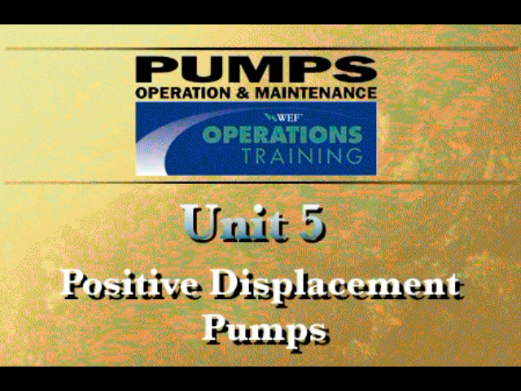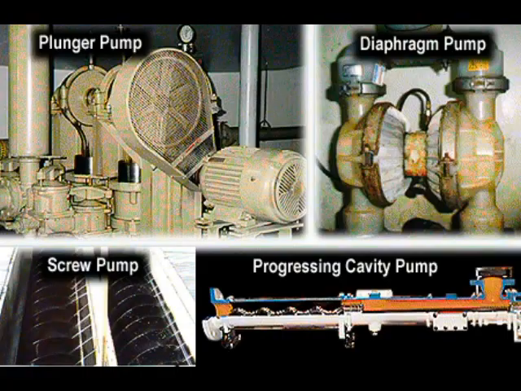Unit 5. Positive Displacement Pumps. There are many types of positive displacement pumps. The ones this course will cover are those most commonly used in wastewater treatment plants. The positive displacement pumps covered in this course are the plunger pump, the diaphragm pump, the progressing cavity pump, the screw pump, the peristaltic pump, and the rotary lobe pump.